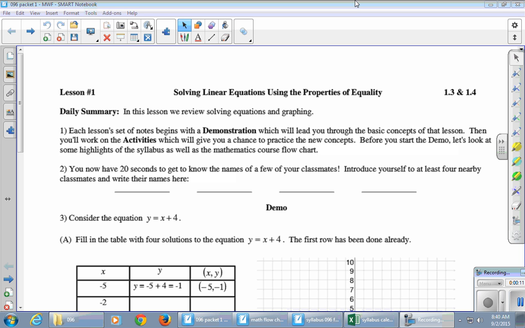It's shaking off the summer rust, and people are just working diligently already in math, like you never left math at the end of last semester.